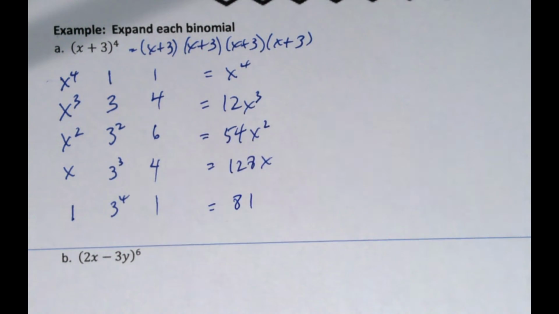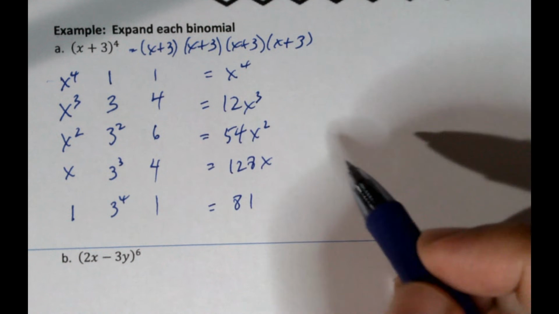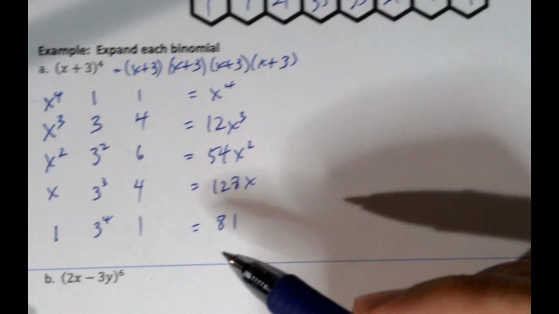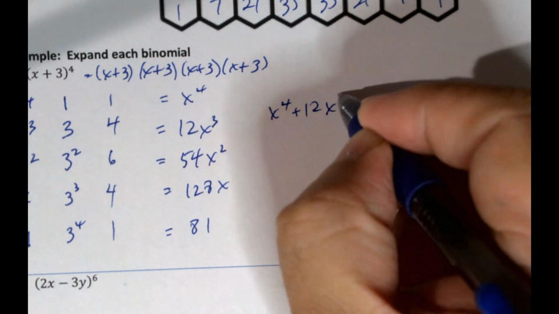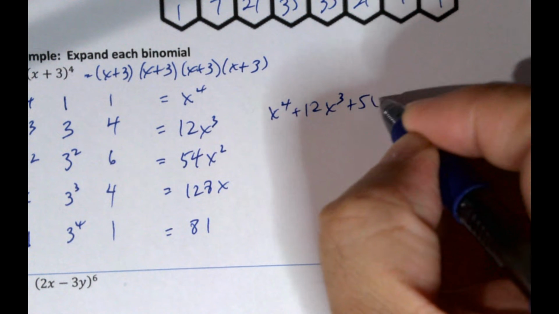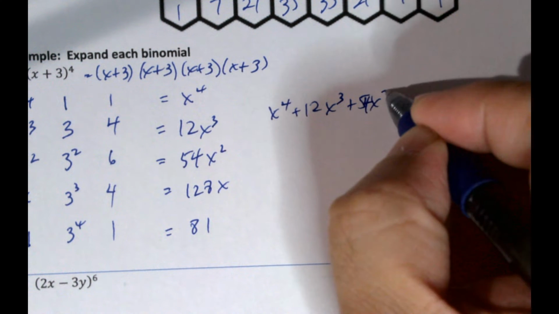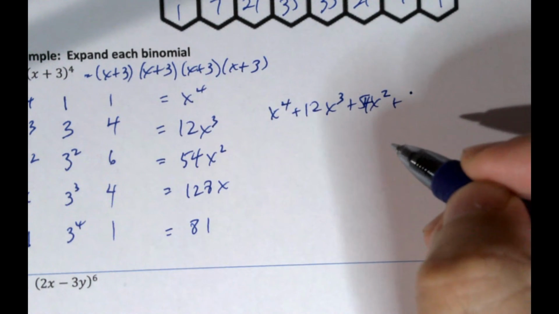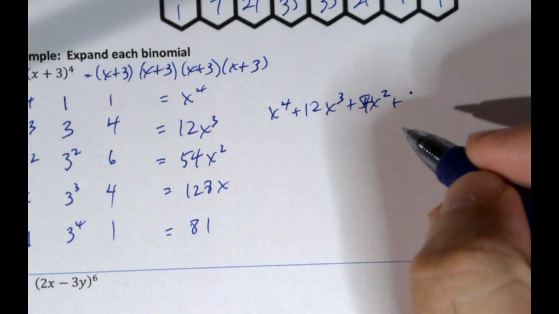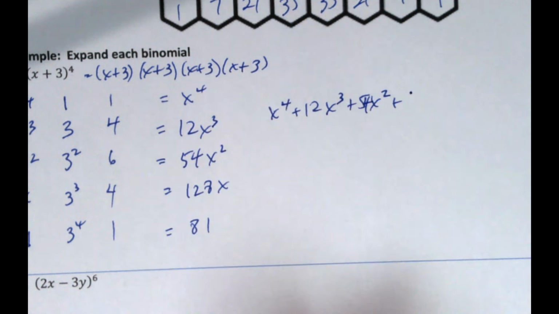We are almost done. This is not too bad. Now we're going to write the polynomial. So these are the terms of the polynomial, and the answer is x to the 4th plus 12x cubed plus 54x squared plus 81 times. That's 27 times 4. I feel like I did that wrong. What's 27 times 4? Let's pull out the calculator.